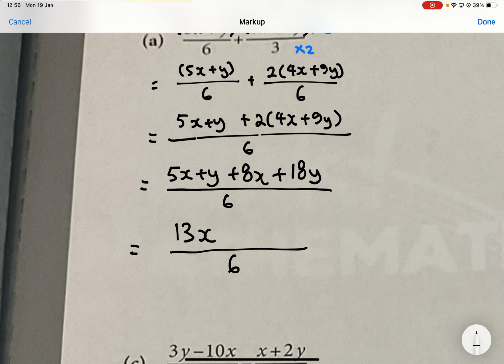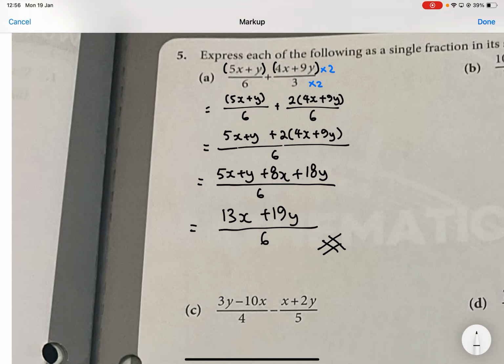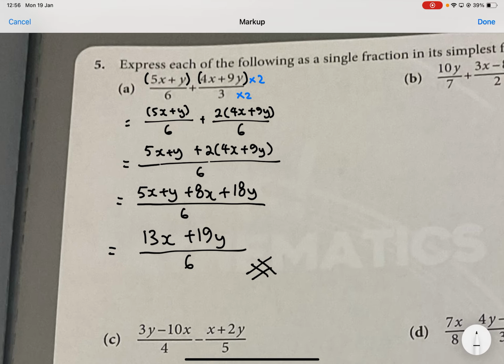Then my y group together. 1y plus another 18y, 19y. If you cannot do mentally, same. 1 plus 18, and we are adding y. So 1 plus 18 is 19, 19y. So this is your answer. Okay? I want to do one more. Quick one.